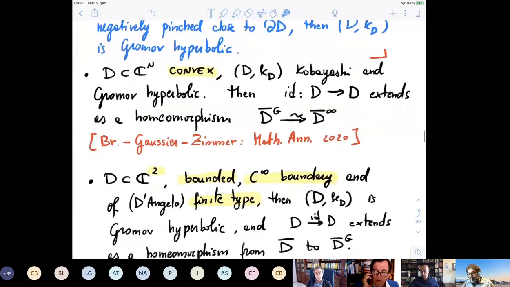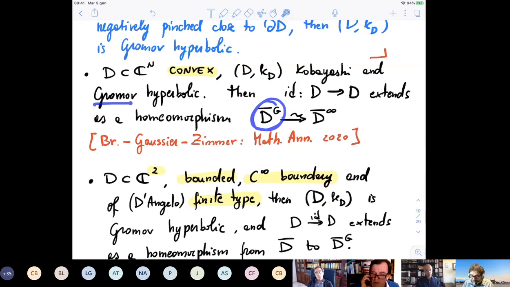And then we proved just recently, in this paper in 2020, still with Hervé and Andy, that if you have a convex domain, no matter how regular the boundary is, nor if it is bounded or not, and if it is Gromov hyperbolic, then the identity always extends as a homeomorphism from the closure in the Gromov sense to the end compactification of the domain. So if the domain is bounded, it's just the Euclidean closure.